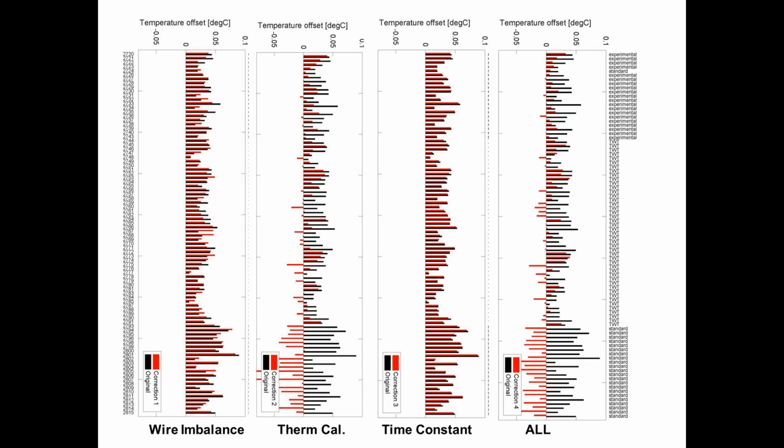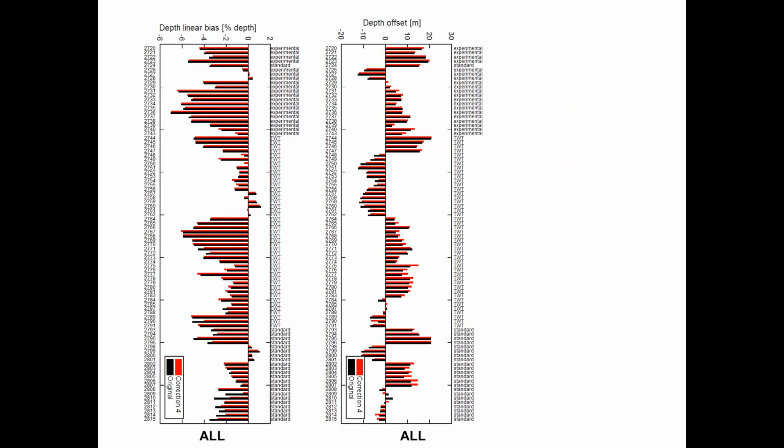And the time constant didn't do anything, and when we add all, at the end it is just the thermistor calibration. So the thermistor calibration is really important to reduce this positive bias that you have in the XBT measurement. And in relation to the depth bias, both the depth linear bias and the depth offset, this is when you apply original and all the calibrations.